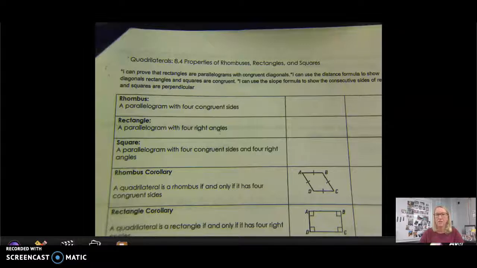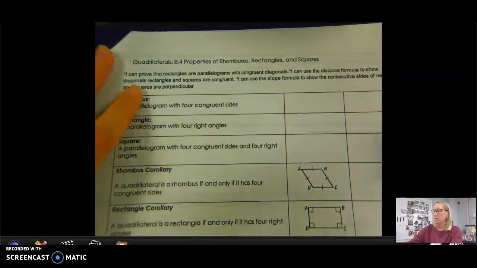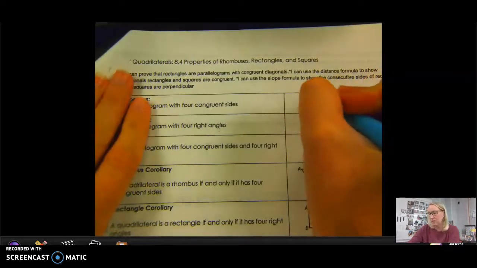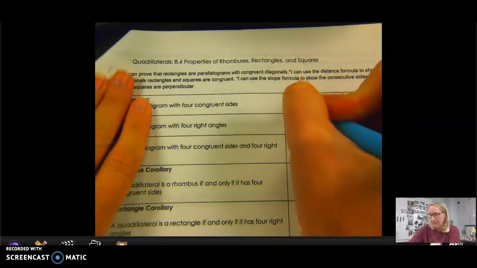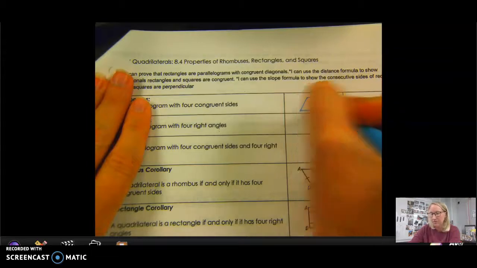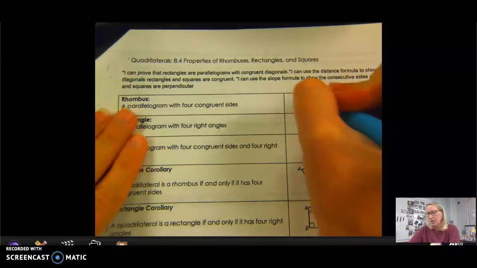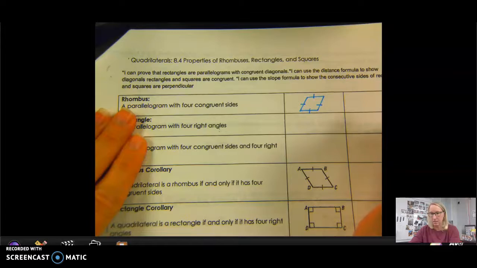All right, 8.4 is talking all about more quadrilaterals, but more specifically rhombuses, rectangles, and squares. So a rhombus is a parallelogram with 4 congruent sides. Typically, this is what we envision when we envision a rhombus, but this is not what a rhombus has to look like. We envision what looks like a parallelogram, so it's been pushed in on one side, but all sides are congruent on it, okay?